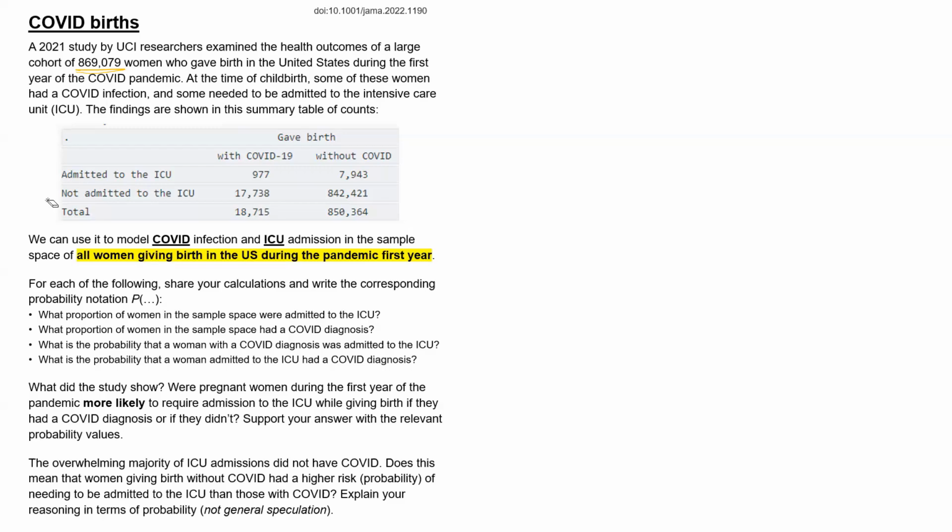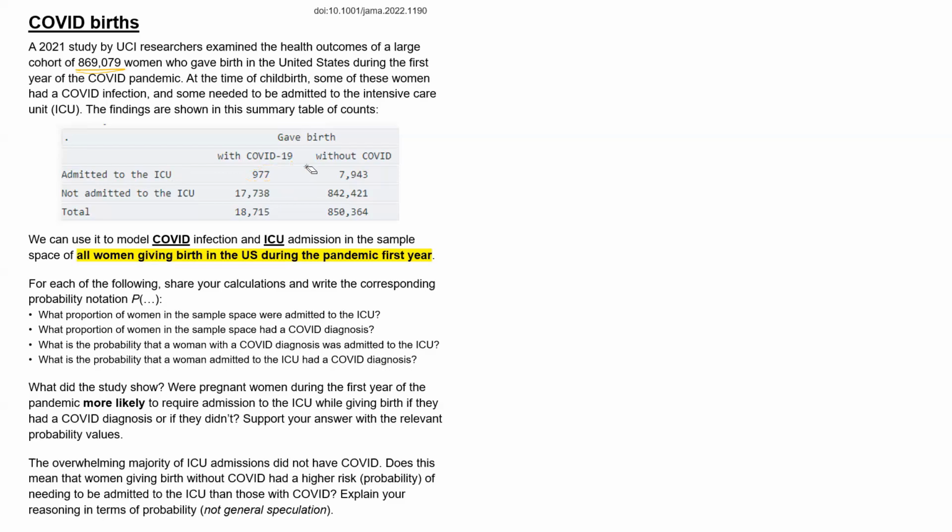The information we have here is a two-way table of observed counts. So that, for example, the first value in the table, 977, tells us that there were 977 pregnant women who, at the time they were giving birth, had a COVID diagnosis and were admitted to the ICU. So we can use those counts to calculate probabilities for this sample space.